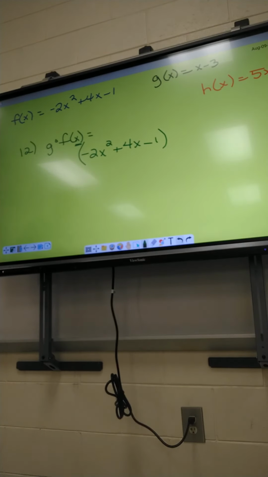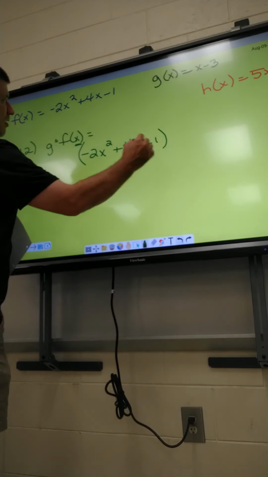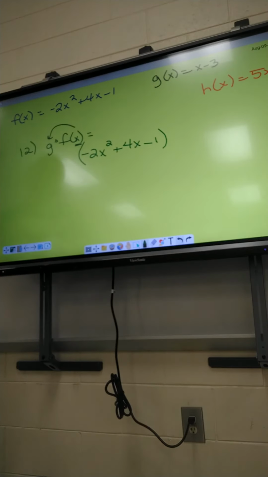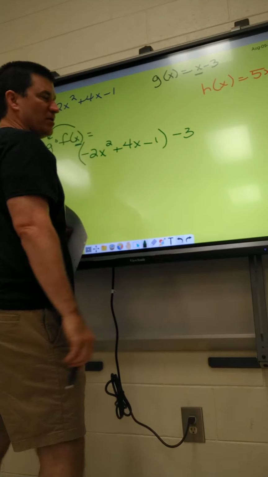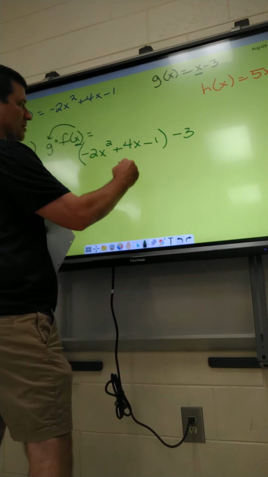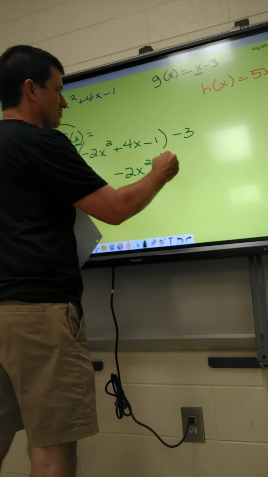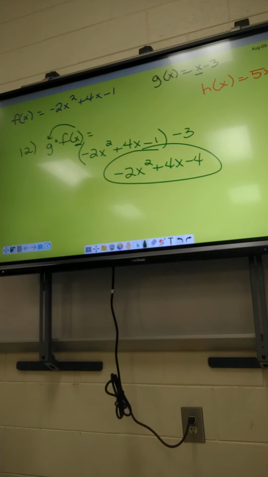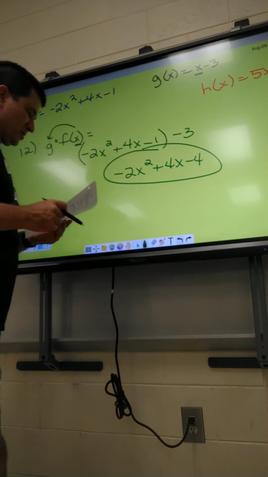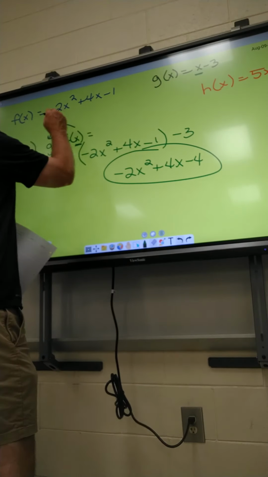Looks like that. Now, all of that, it says, we got to plug into g. So I'll plug it in right there. Just put a -3 behind it. Combine your like terms. There you go. Let's do 14.